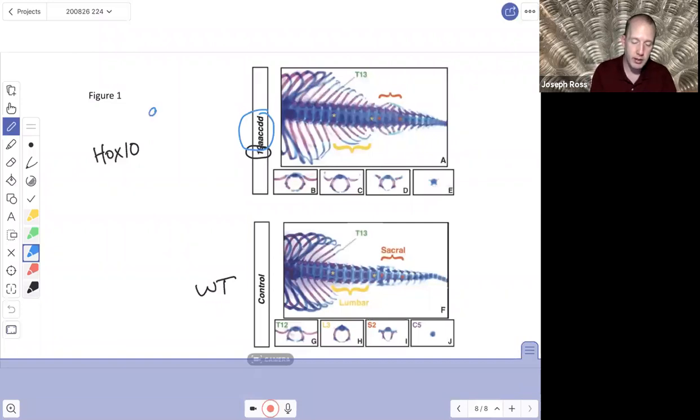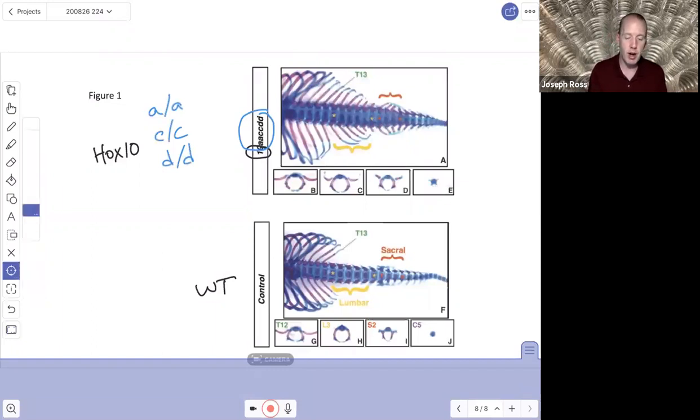Normally, we would write this as HOX10, little a over little a, and little c over little c, and little d over little d. Because we know that the 4 different HOX clusters, A, B, C, and D, reside on different chromosomes. So it's appropriate to say the genotype of HOX10A is little a over little a. And the genotype of HOX10C, which is on a different chromosome somewhere else, is C over C. But they've just simplified the notation in this panel.